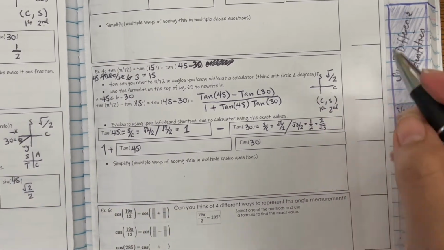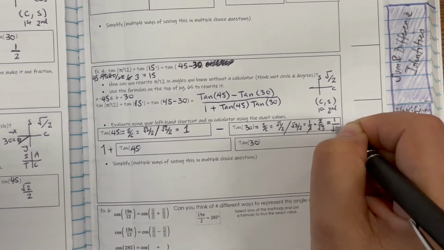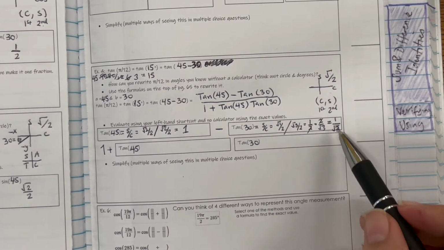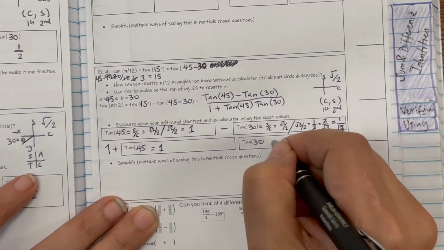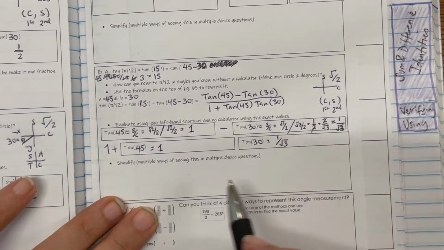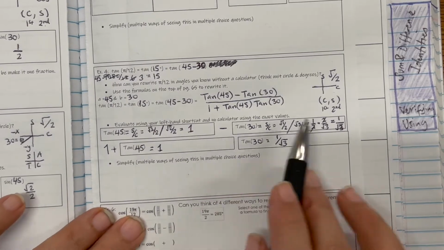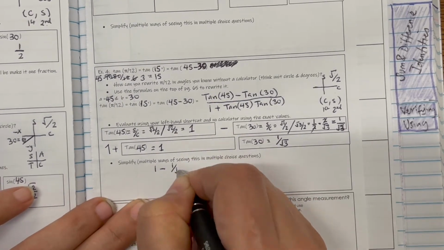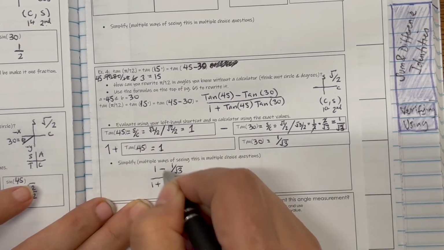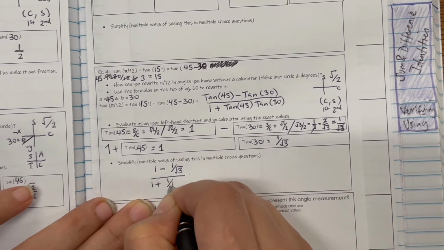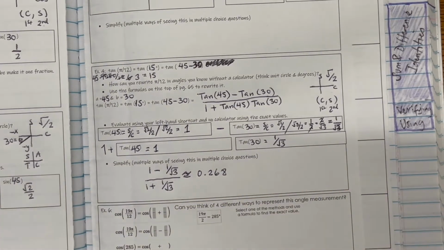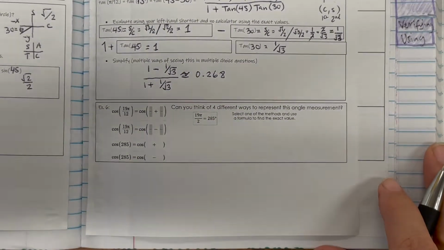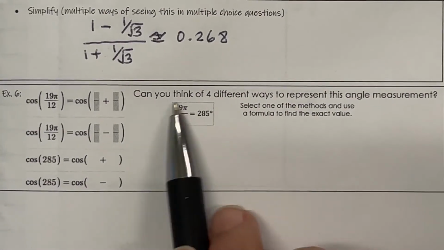All right, what happens? We can cross out those 2's, and we have 1 over radical 3. You're not supposed to have a radical on the bottom, but I'm just going to leave it for right now. All right, tan of 45 is the same thing as 1. Tan of 30 is 1 over radical 3. All right, let's set it up. So we have 1 minus 1 over radical 3 over 1 plus, and then 1 times 1 over radical 3 is the same thing. And we're just going to put that in the calculator, and you're going to get roughly 0.268.